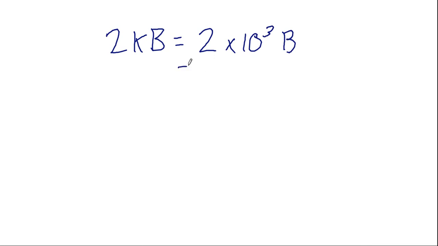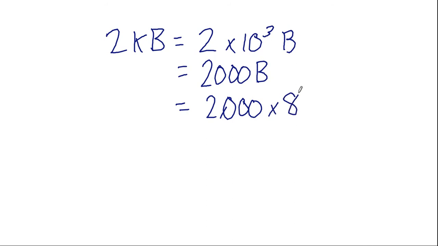As another example, if we have 2 KB, using our standard notation, that is 2 times 10 to the power of 3 bytes, which is 2000 bytes, which is 2000 multiplied by 8 bits, because we have 8 bits in 1 byte, so 16,000 bits. 2 kilobytes is equal to 16,000 bits.